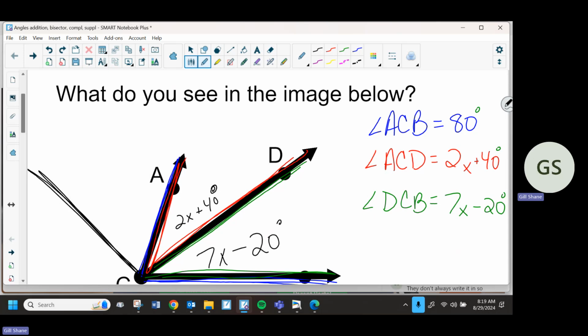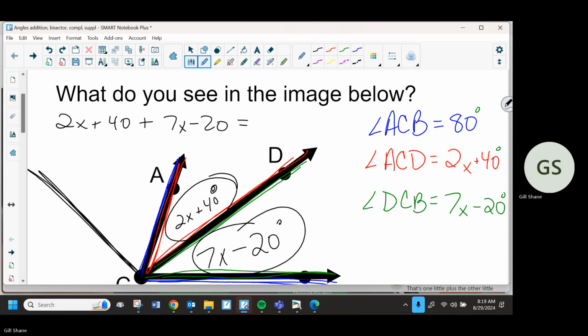So I know that little is 2x plus 40. I kind of like circling it to show you that is the measure of the angle. Now I just need to add those two together and make them equal to 80. 2x plus 40 plus, that's one little, plus the other little equals the big. So super fast version of the algebra. I'm recording it so you can go back and watch it.